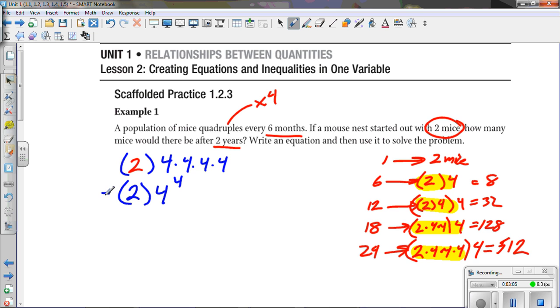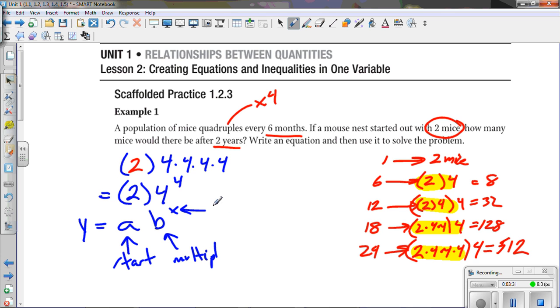So notice this is what our answer is. Okay, so we have a formula that shows that. A lot of times we'll see it like this. And let's talk about the pieces. The A is what we start with. Okay. B is the multiplier. And then X is how many times. Okay, and I call this the interval.